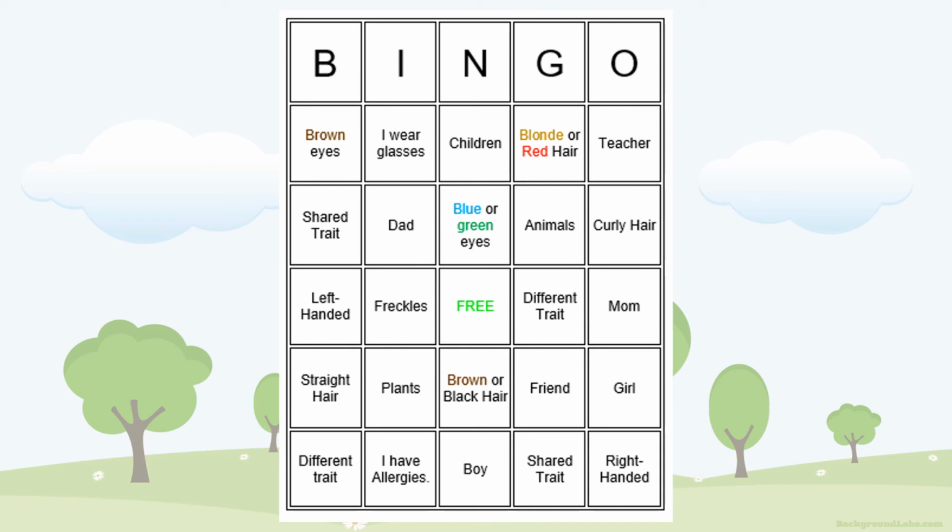Using what we have learned, we will play Trait Bingo to help us practice our understanding of similarities and differences. I will make a series of statements, and you will place a marker in the square if the answer is true. Let's start by placing a marker over this free square. The object of this game is to get 5 in a row. So you want to get a whole line of markers, and then you can yell bingo.